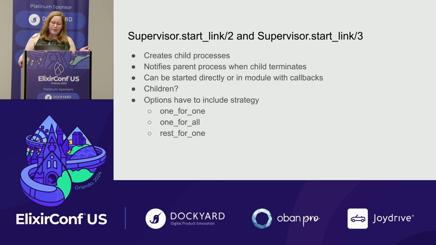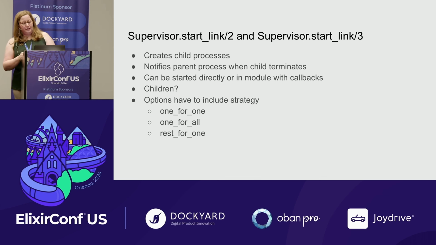The one you'll see most popular is 1 for 1. That's the one we're using here. 1 for all or rest for 1. 1 for 1 means if you start a bunch of children under a process and one of the children fails or terminates, only that child that terminates will restart itself. It won't affect the other children. 1 for all is if one child terminates, all the children will then terminate and then restart together.